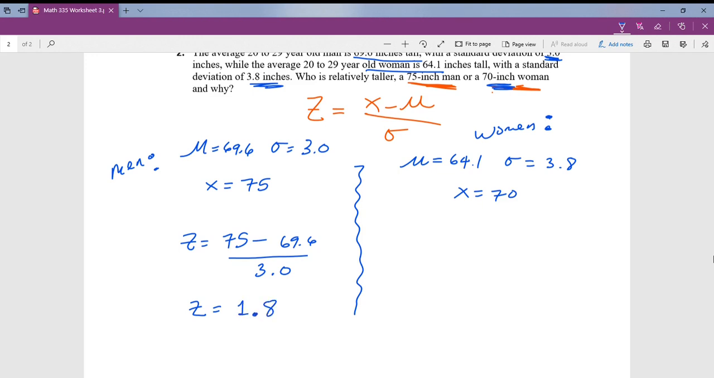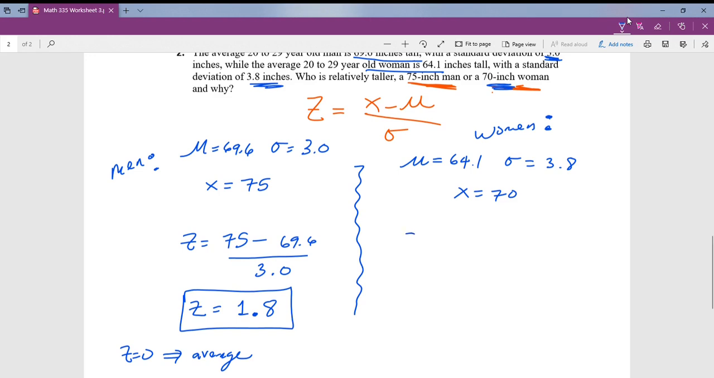Now notice this number is greater than 0. Remember, a z-score of 0 implies that you are average. Now this person has a z-score of 1.8, which means they are 1.8 standard deviations above average height for men. This person is 1.8 standard deviations above average for a man.